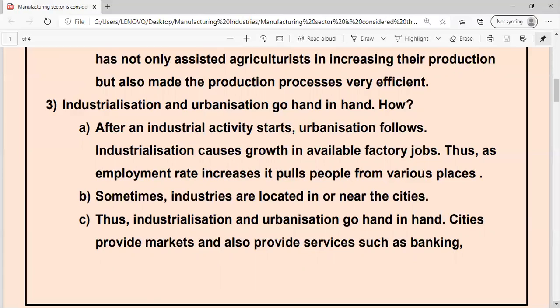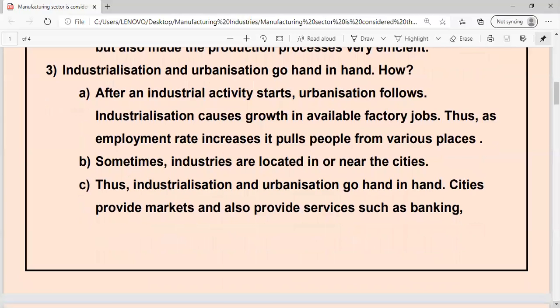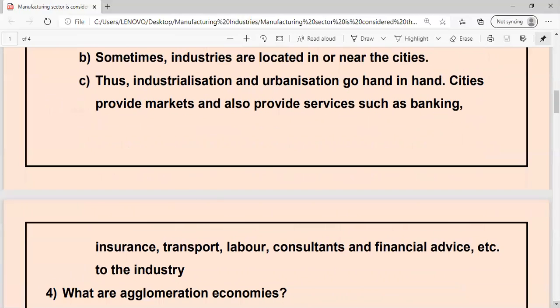And you can also see many of the industries are located near cities, as cities are providing them a lot of facilities like banking, insurance, transport, labor, and other kinds of services. And because of that, we are telling industrialization and urbanization go hand in hand. Urbanization means the growth of cities.